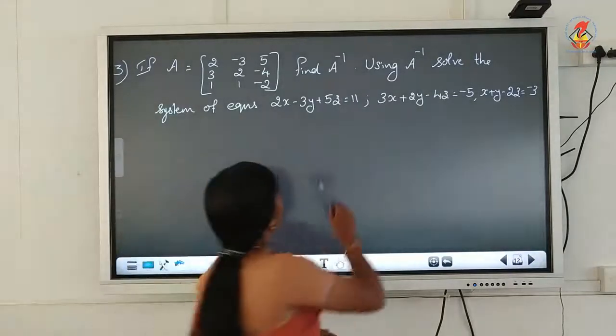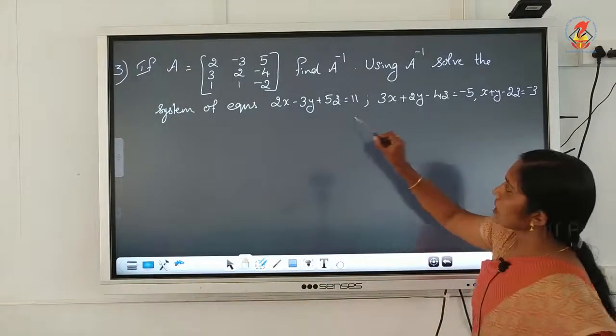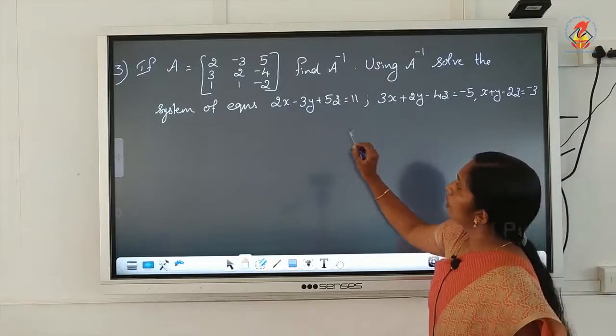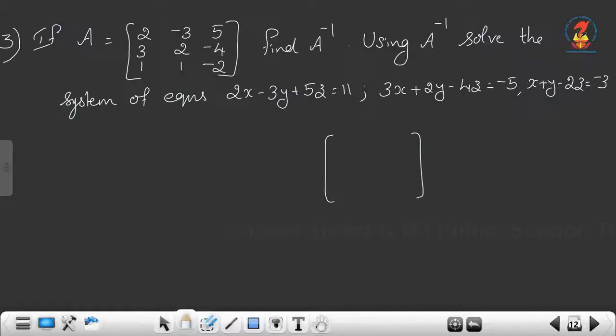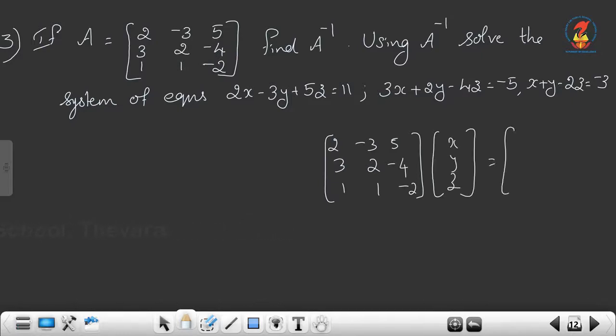So look here. Equations when we write in matrix form, first we write coefficients of x, y, z in a matrix. So 2 minus 3 5. Next is 3 2 minus 4. Then 1 1 minus 2. Then we have here x, y, z. And right hand side 11 minus 5 minus 3.